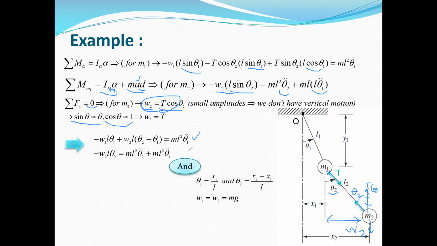And also here, if you substitute theta for sine theta, and 1 for cosine theta, you can extract these two equations from the first and second equation. This is the first equation, and this one is the second equation. From these two equations, you can conclude these two equations.